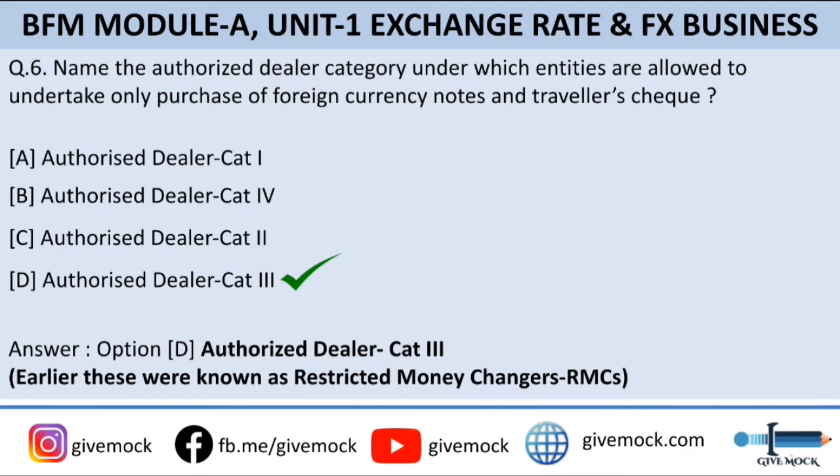So guys, category 3 are also called, earlier they were called, restricted money changers. Authorized dealer category 3 are only allowed to undertake purchase of foreign currency and travelers checks, nothing more than that. And authorized dealer category 1 are banks, financial institutions, and other entities, and they handle all types of foreign exchange transactions. And if I talk about the authorized dealer category 2, then they are the money changers.